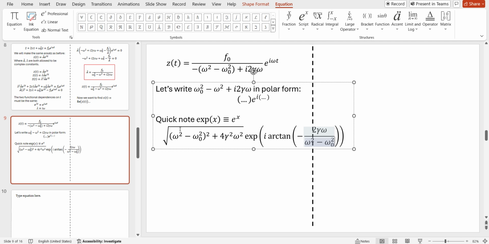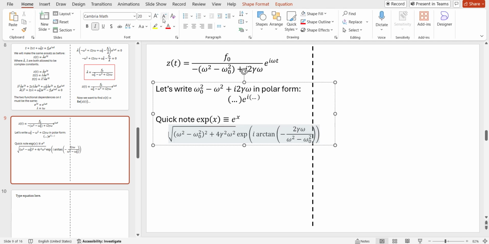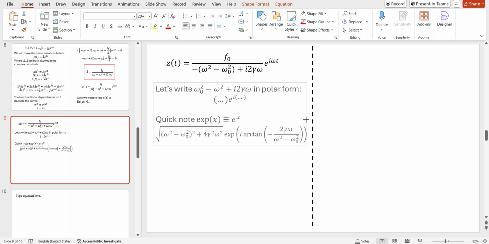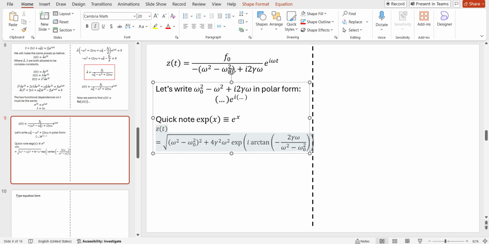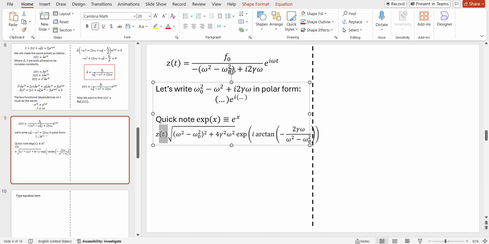Okay, this is huge. This is massive. I'm gonna move that down a little bit. And maybe I'll do this. Okay, good. So this is our z of t. This is z of t. No, I lied. This is the number. This is the number in the bottom. Sorry, this is this number here that I just rewrote. This is the polar form. It looks kind of gross, I know.